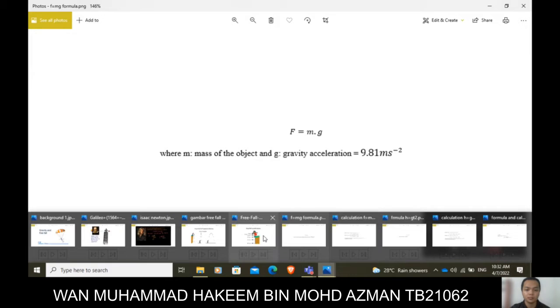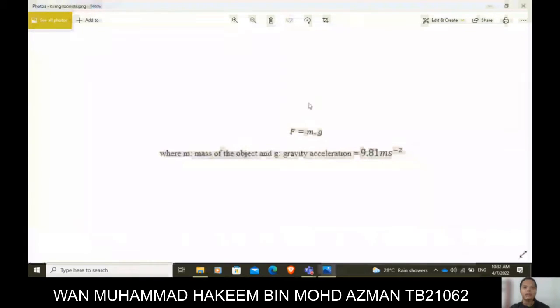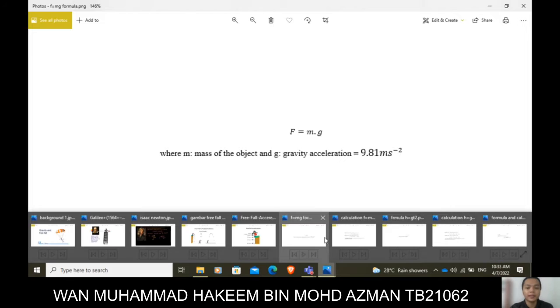Because this formula is just to find the weight of the object towards the gravity. We know the mass of the object is like the density of the object. Solid, liquid and gas have their own density. So we just multiply it to find the weight of the object towards the gravity.